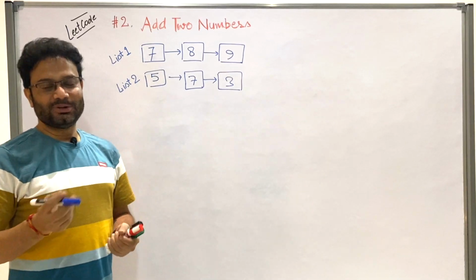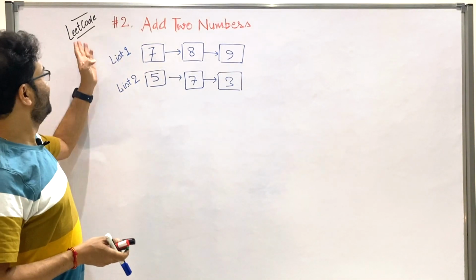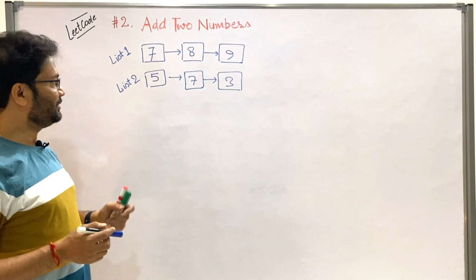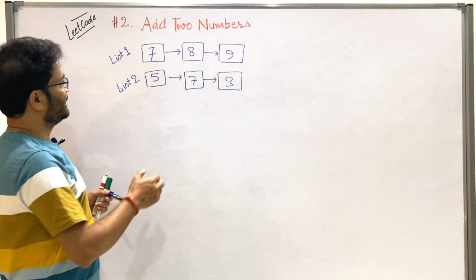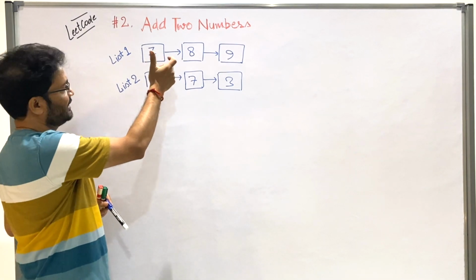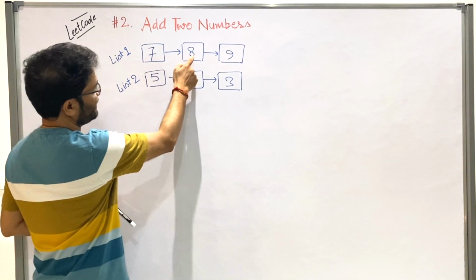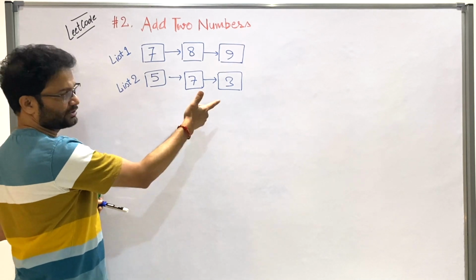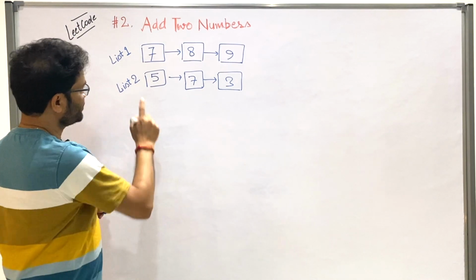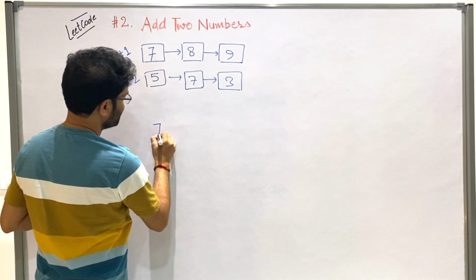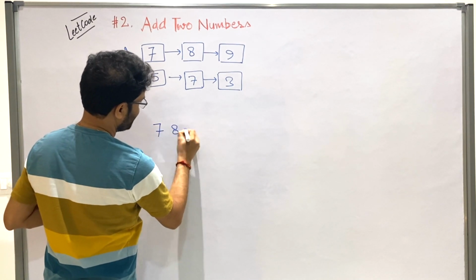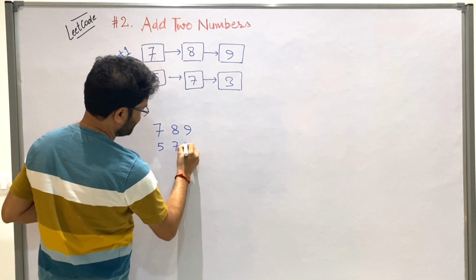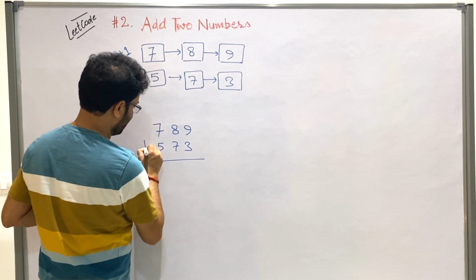In this video, we are going to take another LeetCode problem, and that is add two numbers. You have been given two linked lists. In the first linked list, one node has 7, another node has 8, and the next node has 9, and in the second linked list we have 3 nodes. So eventually this is the first number 789, and this is 573, and you have to add them, right?